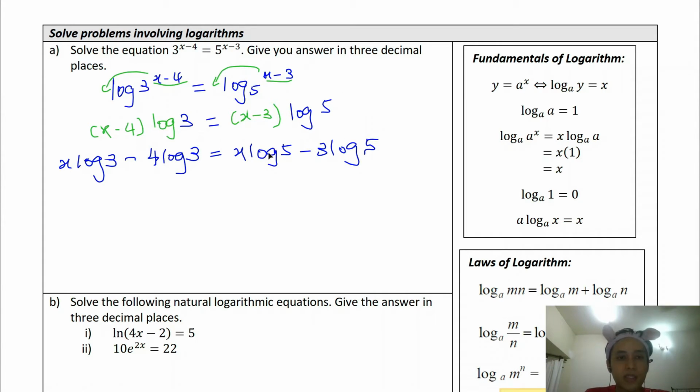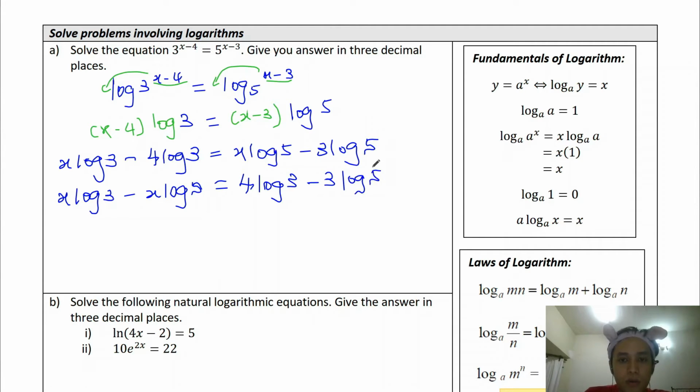Okay, now once we reach this state, the same unknowns, we are going to put them at the same side. So I'm going to shift this to this side, and this 4 log 3, I'm going to shift it to the other side. So technically it will become x log 3 minus x log 5 equals to, this is negative, right? When I shift it, it becomes positive. So 4 log 3 minus 3 log 5. Okay, and then I'm going to factorize the x out, because I need to solve, meaning I need to calculate what is the value for x.